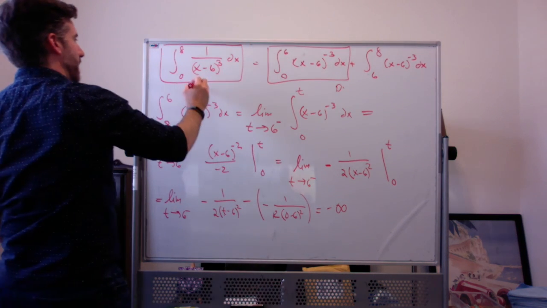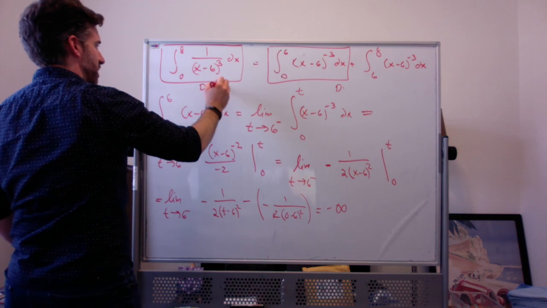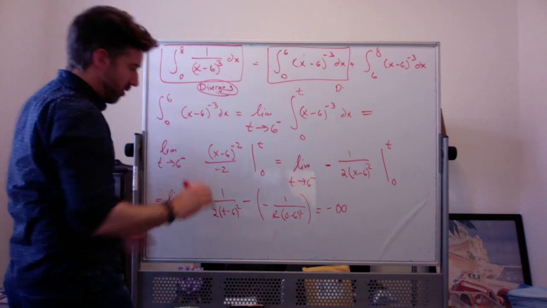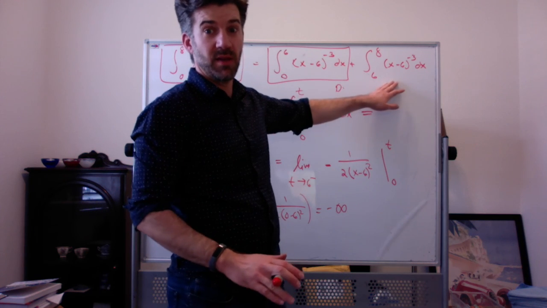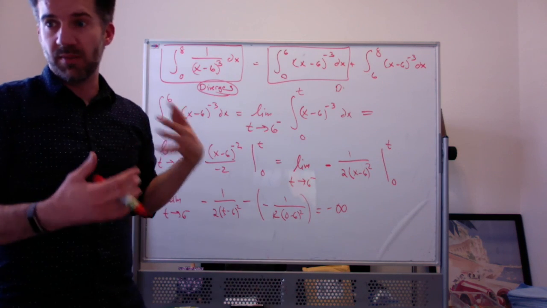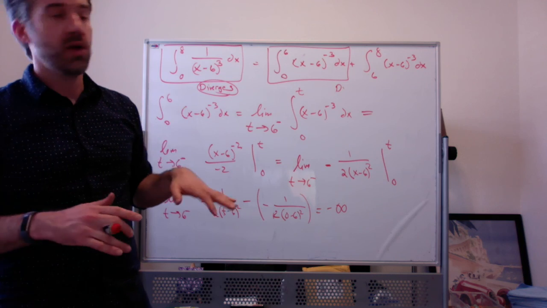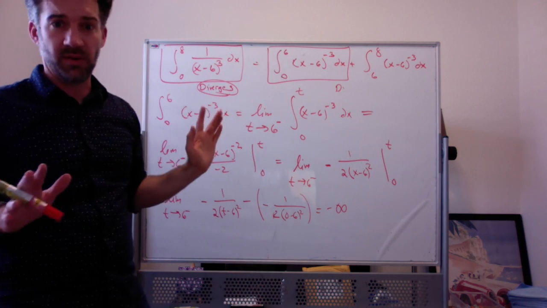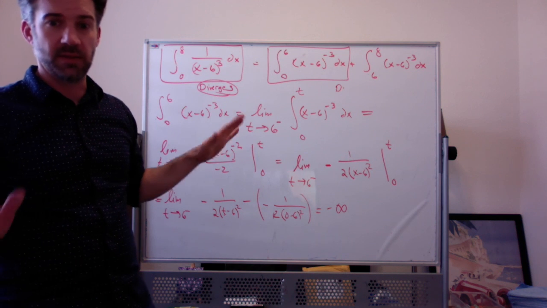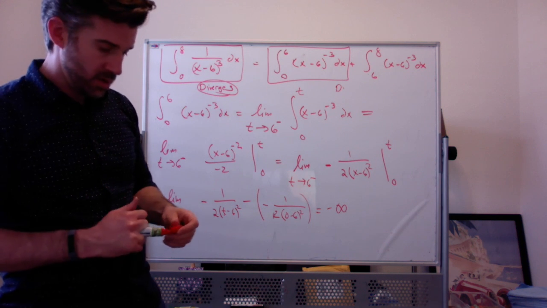Now, I can't say it diverges to negative infinity, because although this part diverges to negative infinity, this part might diverge to positive infinity, and then we don't know what the sum of those two things actually diverges to. So if you have a multiple-part integral and you know that one part diverges, you just stop there and say the whole thing diverges, but you don't talk about whether it's negative or positive infinity. All right, that's it.